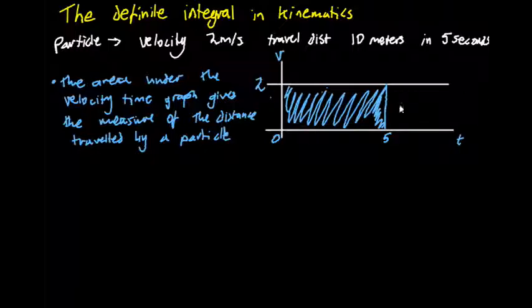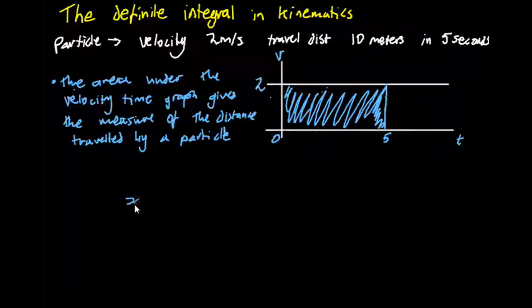By drawing a diagram, again, I can work out by geometry the area underneath, which is, well, height of 2, length of 5, which is 10. That's where that 10 meters comes from. And so what we can say is the area under the velocity time graph will give us the measure of the distance traveled by the particle.